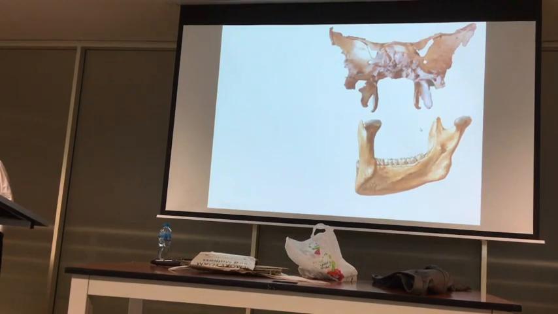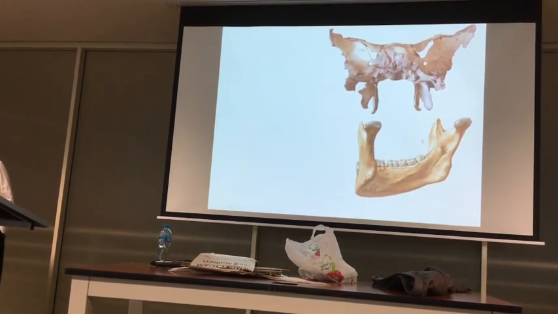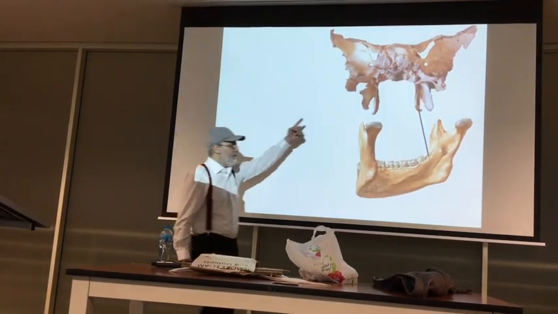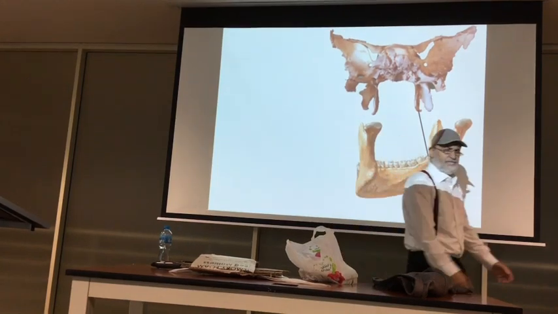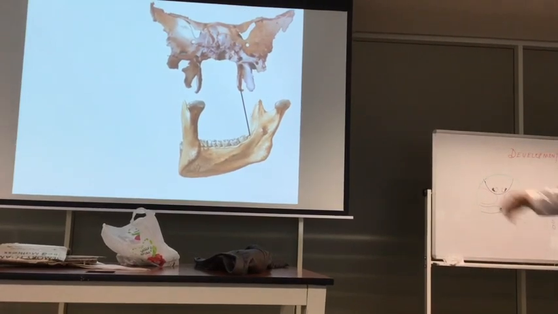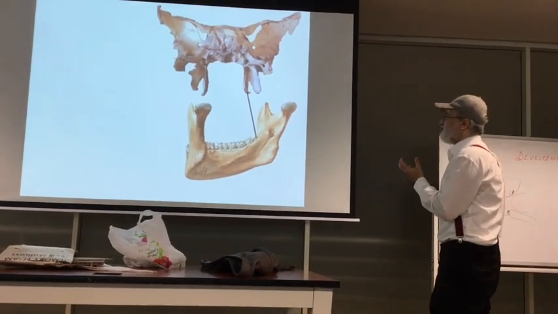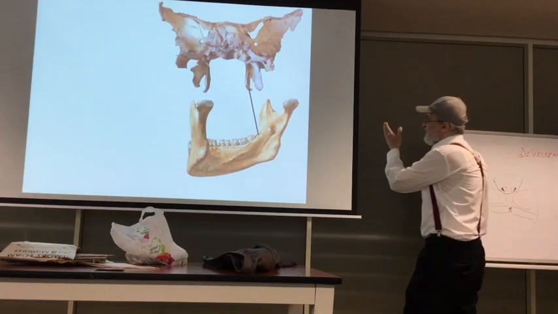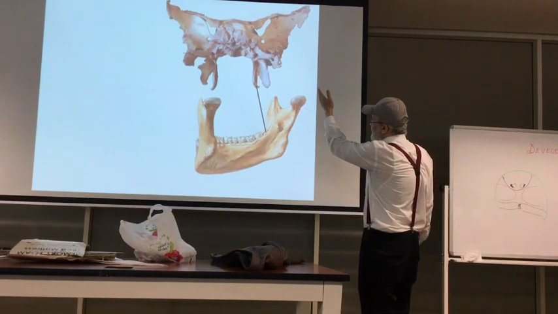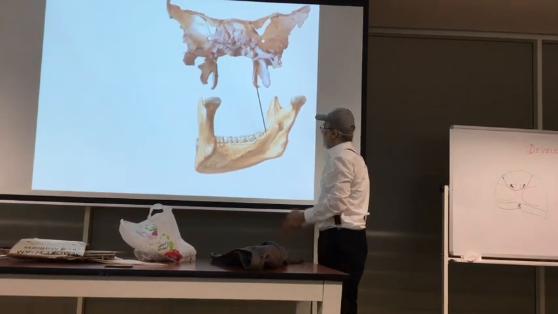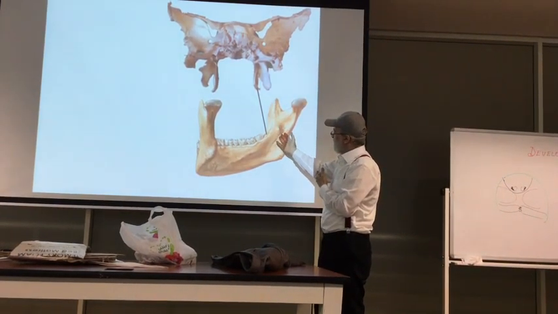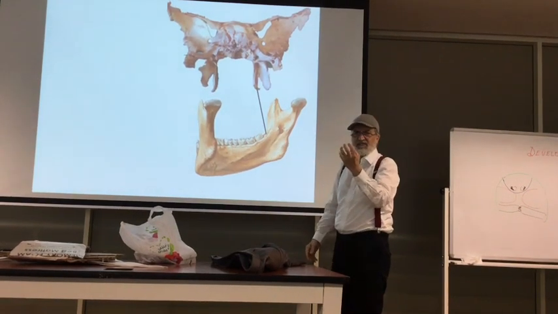From the hamulus, I have a ligament called the pterygomandibular ligament, for short PMR. Standing from the hamulus of the pterygoid, and the hamulus is the lower end of the medial plate of the pterygoid process, and it is going backwards in the space between the ramus of the mandible and the crown of the last molar.